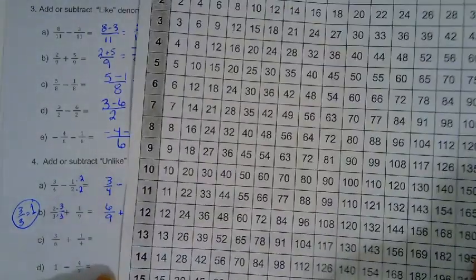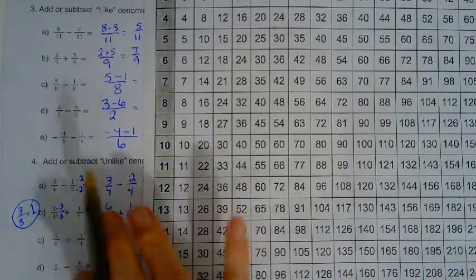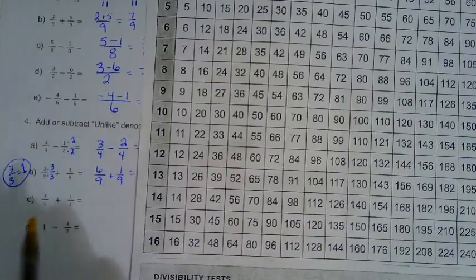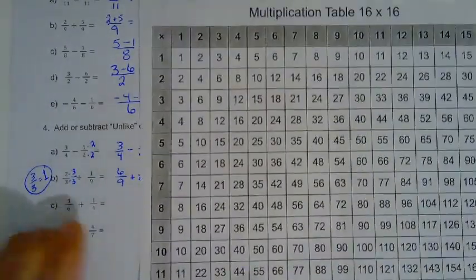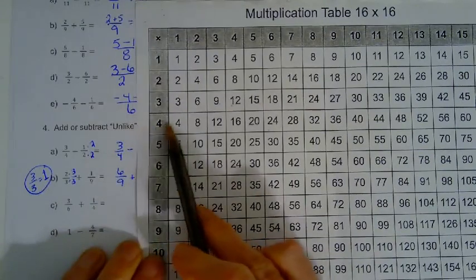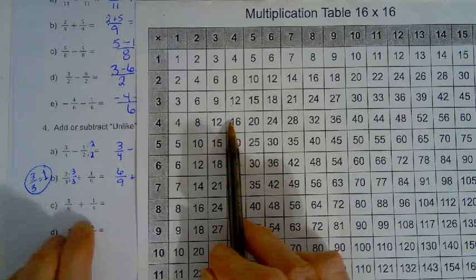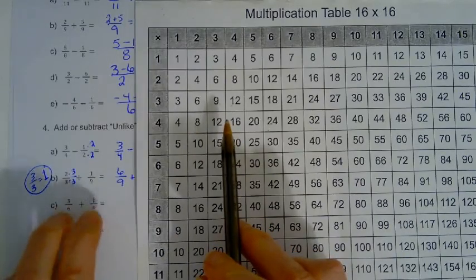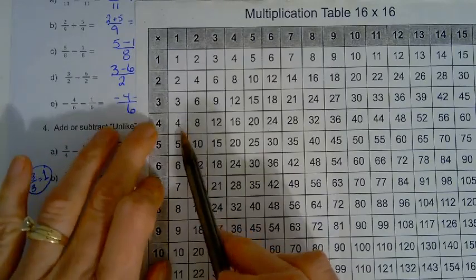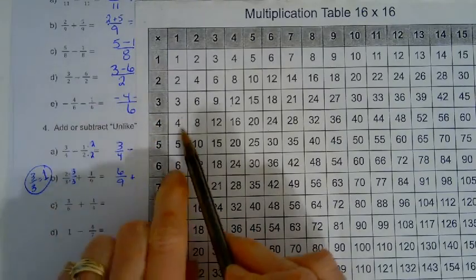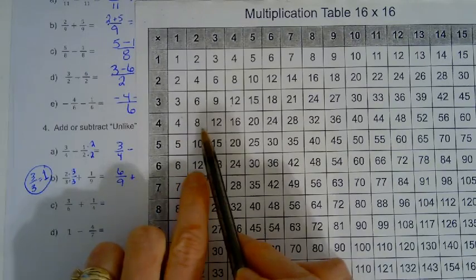Now C is a little trickier because we have these two denominators, and we can't make the 4 look like the 6. If you look at 4, there's nothing we can multiply 4 by to get 6, not when we're using whole numbers anyway. So we need to change both of these fractions, 4 and 6. So here's the 4 and here's the 6. And we need to look and see what they both go into.